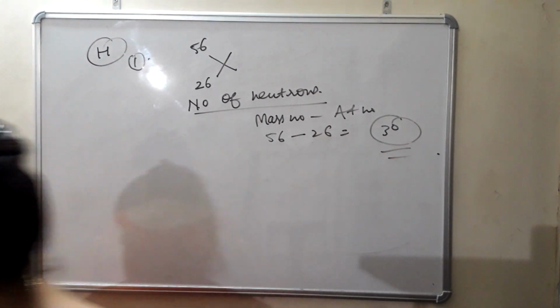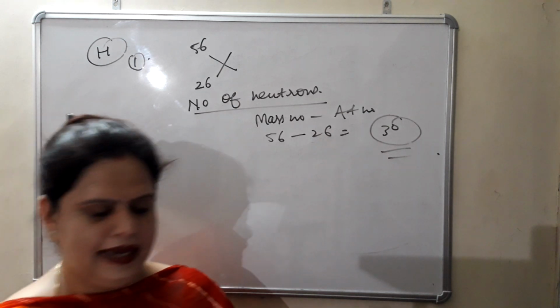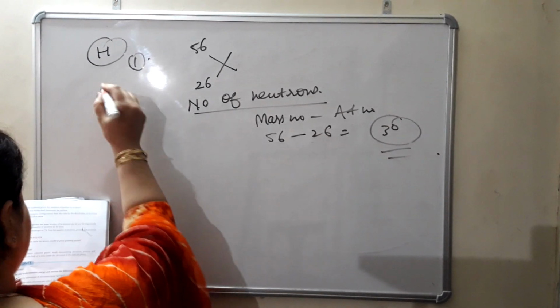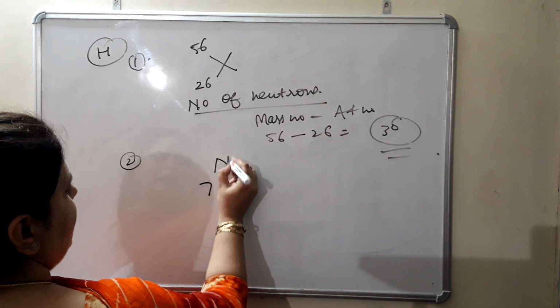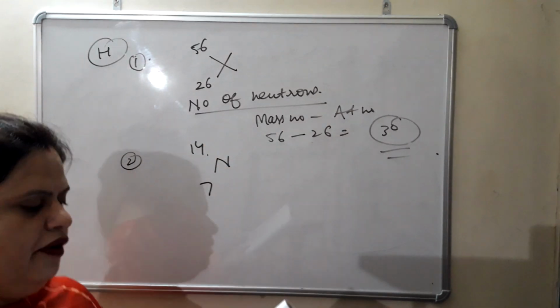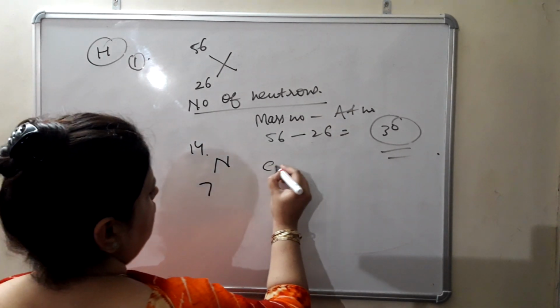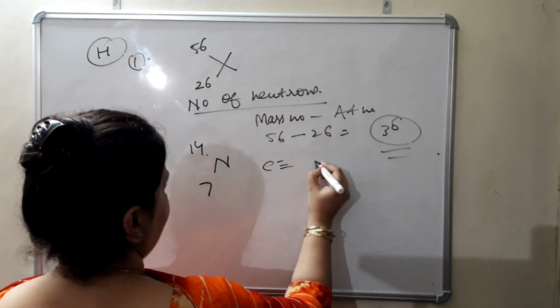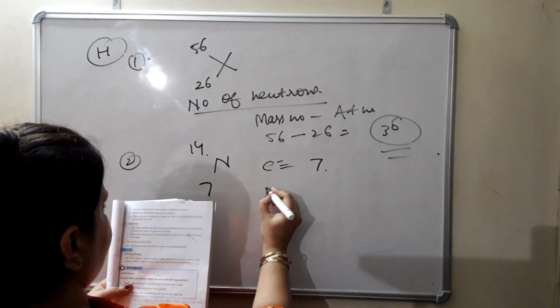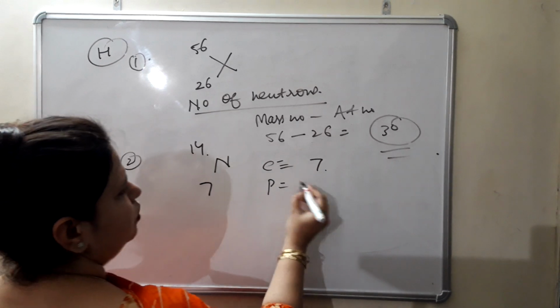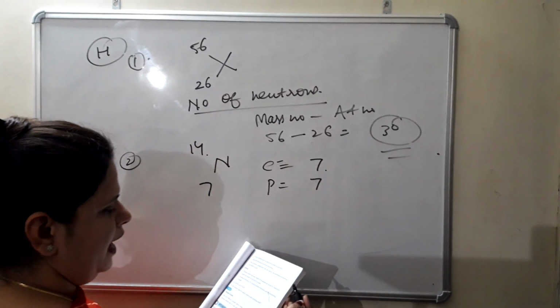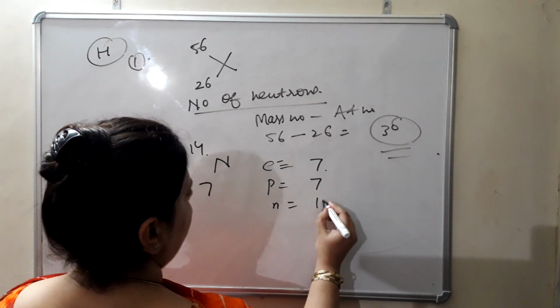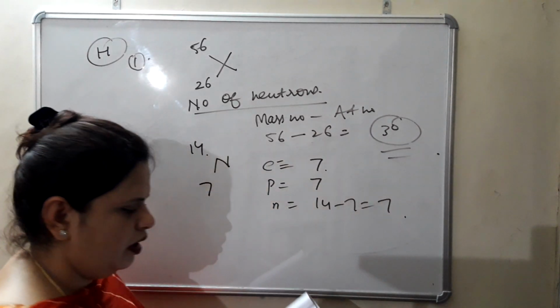Second is the symbol of nitrogen, the second numerical of the same question, 7 and 14. Find the number of electrons. So electrons will also be 7. Then they ask for protons, atomic number 7, so protons are also 7. Then they ask for neutrons. Neutrons, 14 minus 7, 7.